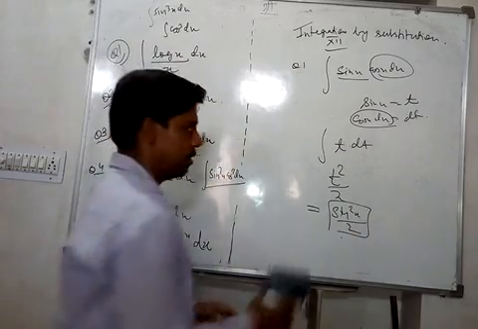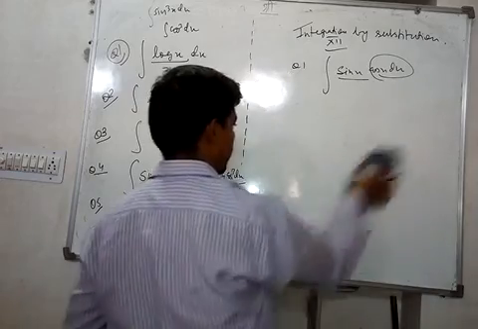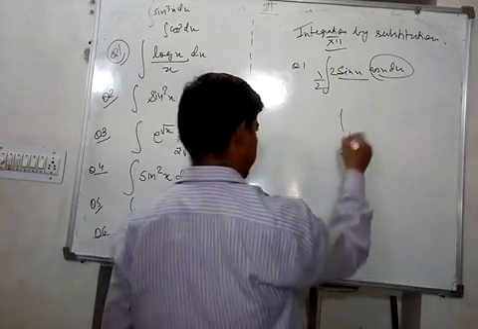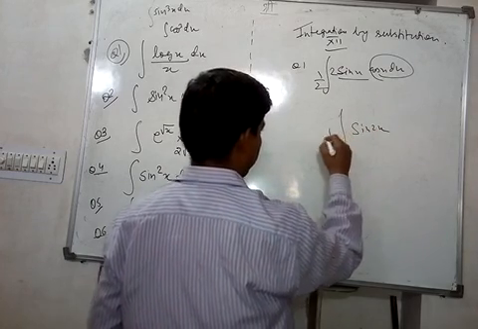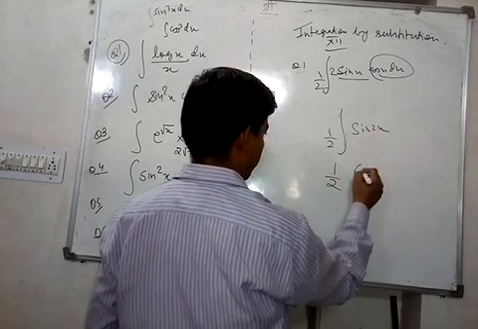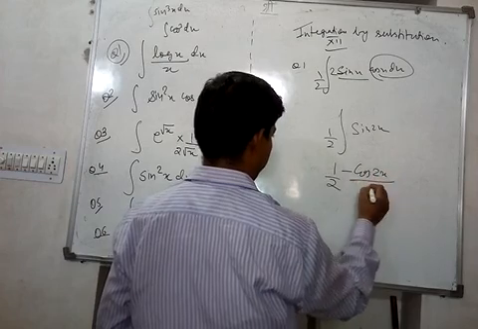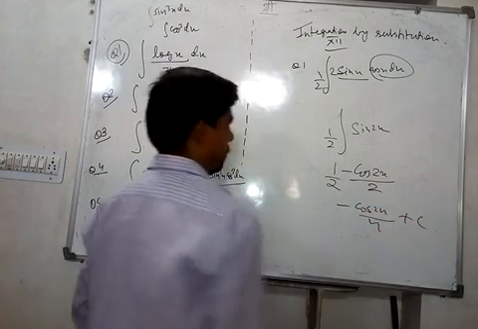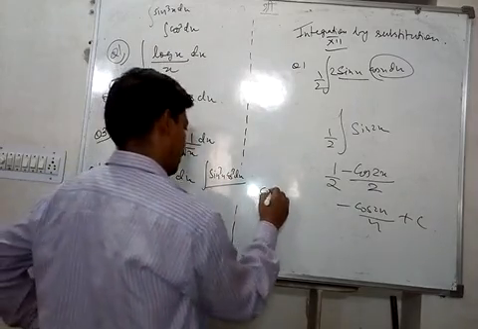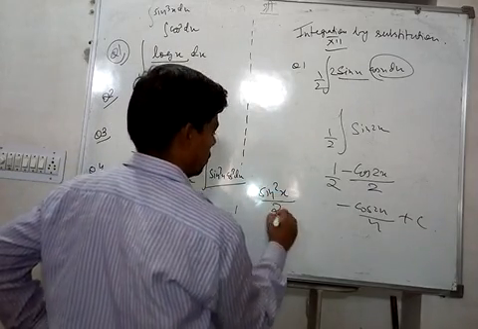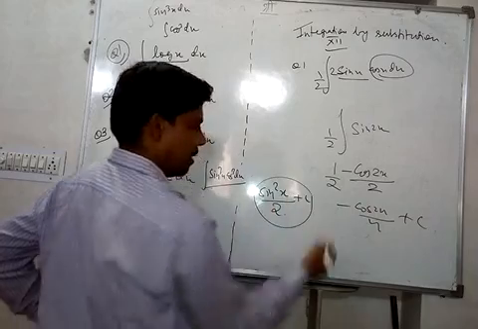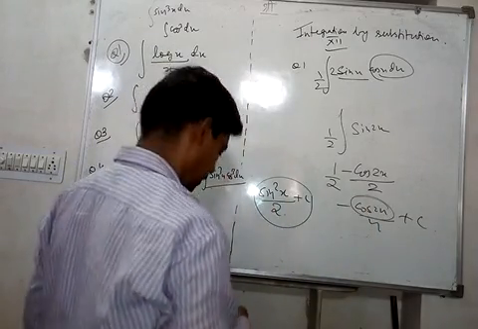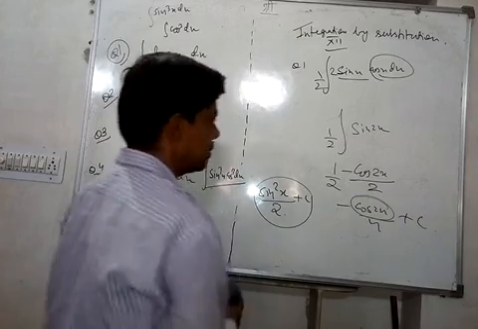Of course, this question can be done in another way. If you multiply by 2 and divide by 2, you get 2 sin x cos x, that is sin 2x. Sin 2x can be directly integrated, so that is minus of cos 2x upon 2. So this is minus cos 2x upon 4 plus c. Previous answer was sin square x upon 2 plus c, right? So how are they the same? Because you can use the identity of cos 2x, right? So this is called substitution.